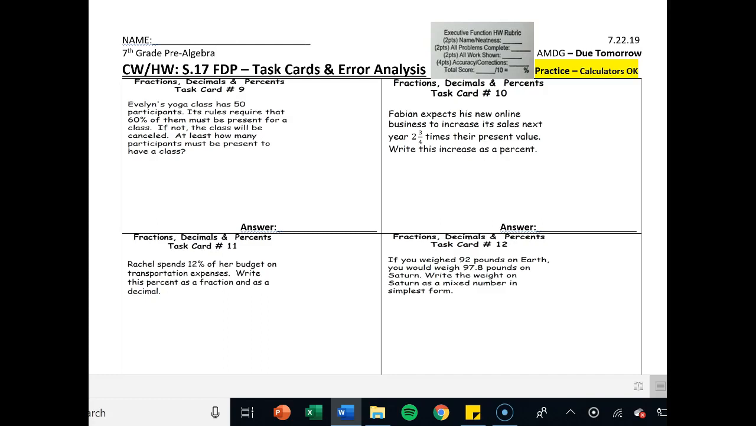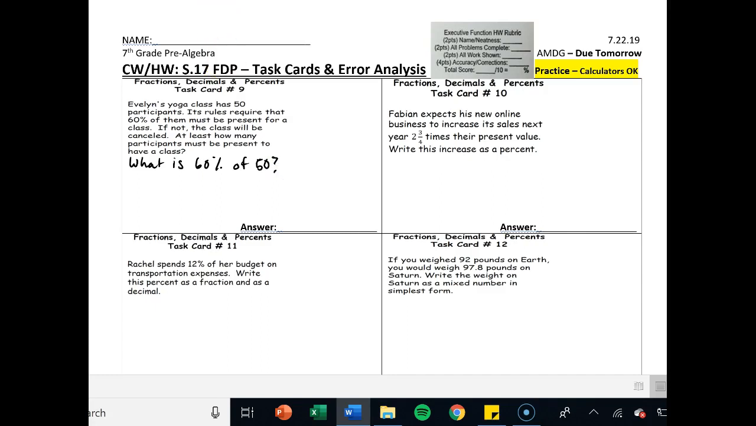It says task card number 9. Evelyn's yoga class has 50 participants. Its rules require that 60% of them, when it's talking about 60% of them, it's talking about the 50 people, must be present. If not, the class will be canceled. At least how many participants must be present to have class? So basically, this question is asking, what is 60% of 50? Because if I find that out, then I'll know how many need to be present.